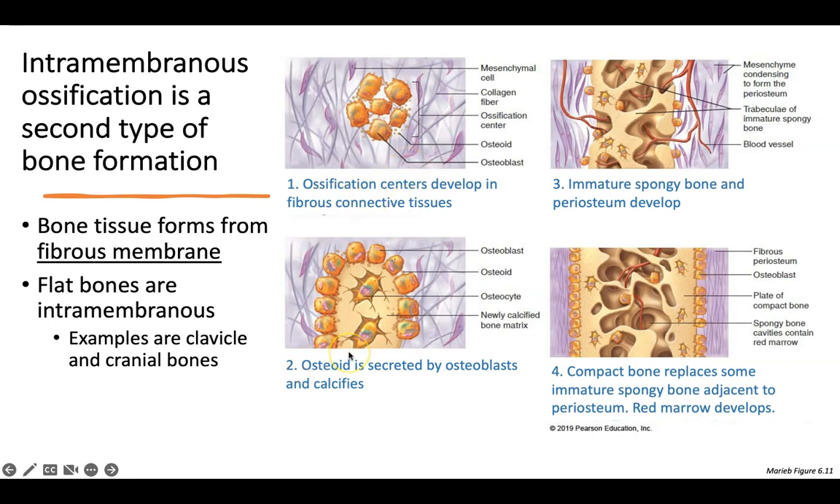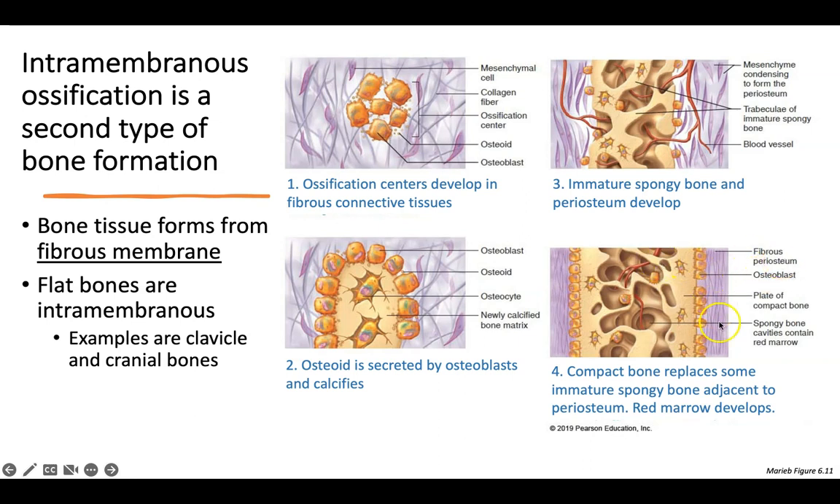Next up, those developing cells start to secrete osteoid. So the osteoid is getting secreted by those osteoblasts, and it's going to start to calcify. So this starts to get hardened with those calcium mineral salts. Step 3, as ossification continues, those trabeculae start to form, and we get immature spongy bone and immature periosteum forming. And then finally, the compact bone is going to replace some of the immature spongy bone most adjacent to the periosteum.